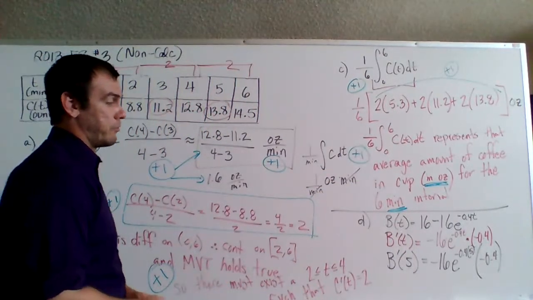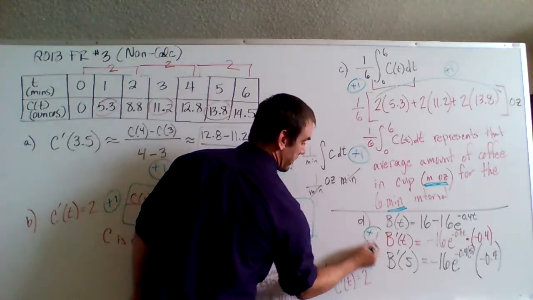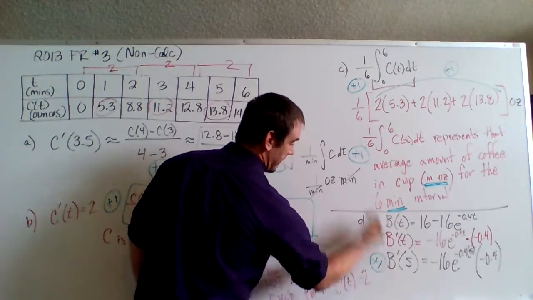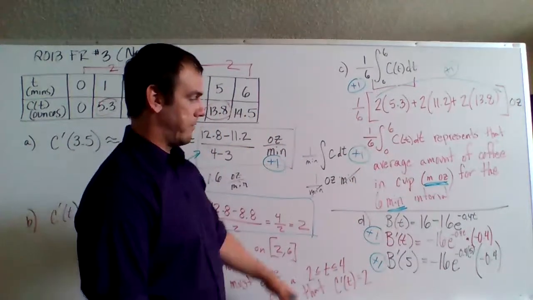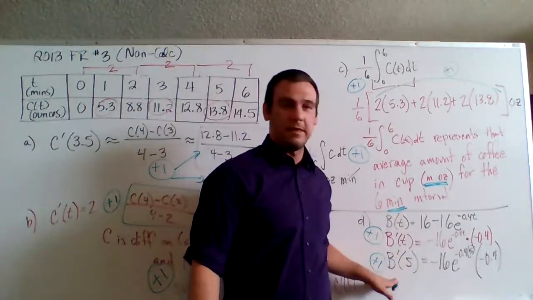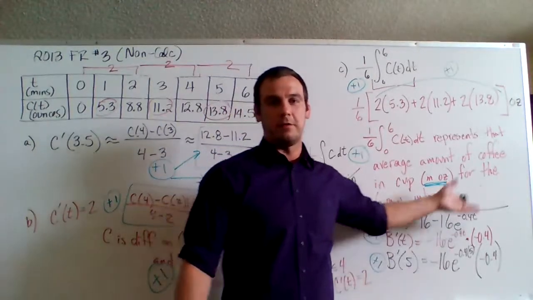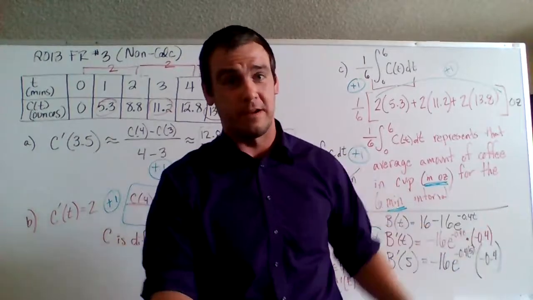Part D is going to be worth 2 points. You get 1 point for B prime, and you're going to get 1 point for plugging 5 in. Guys, if you get B prime, that's the easiest point in the world. You just replace all of your t's with a 5, and you don't have to reduce. You're done.